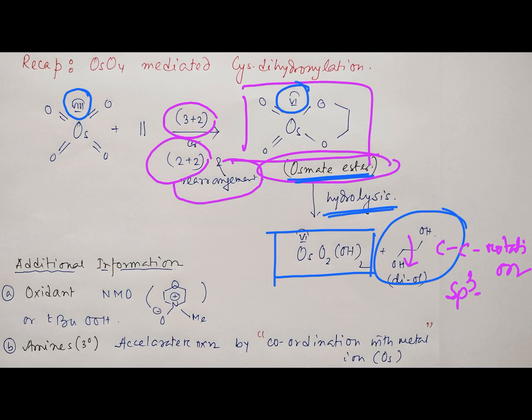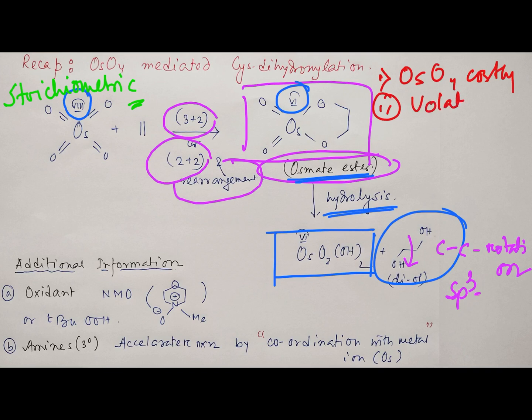Now we have understood that this reaction is possible, but the biggest disadvantage of this process is that the reaction is stoichiometric. If it is stoichiometric, what is the problem? You need one equivalent of osmium to oxidize the alkene into the corresponding diol. But where is the problem? First of all, osmium tetroxide is costly. Second, it's volatile, and volatile means its boiling point is near about xylene or toluene, around 130 degrees centigrade. Osmium is also not that widely available.